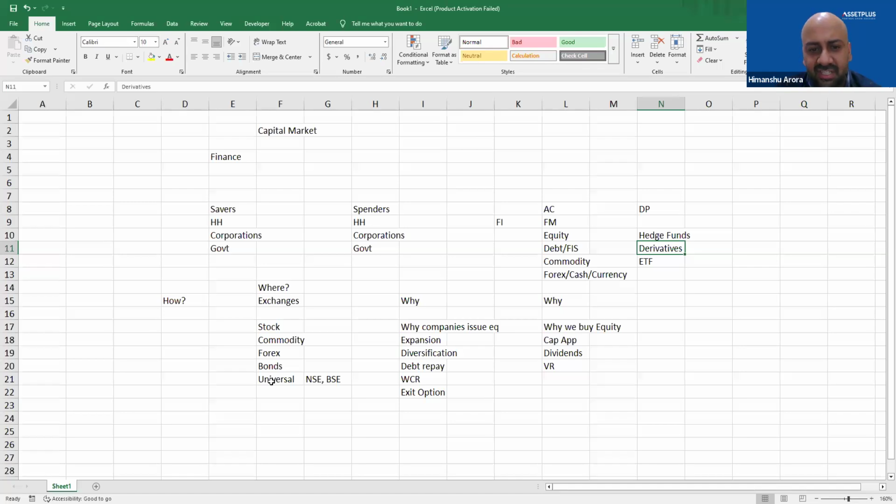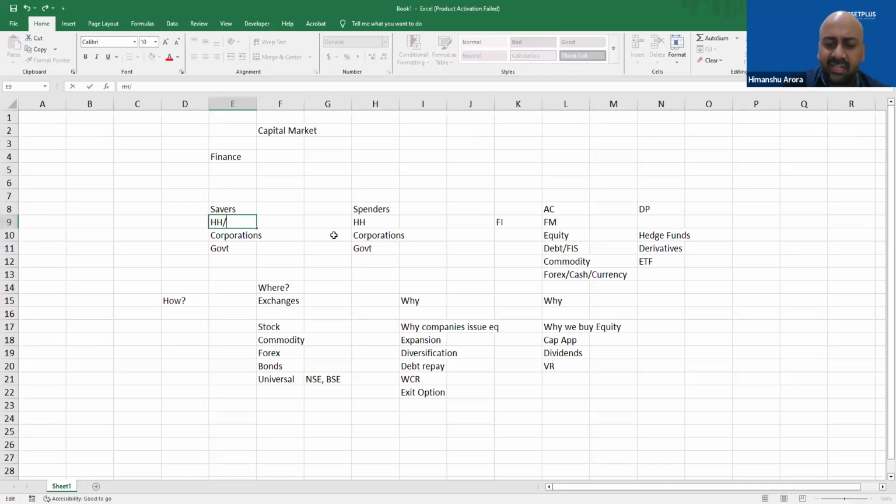Universal exchanges are those exchanges where all the products which are available in the country for trading are traded. For example, on NSE, you have stocks. On NSE, you have bonds. On NSE, you have commodities. So you have Forex also. Got it? I can show you these examples, but these are too basic. I think you will be able to check it by yourself also.